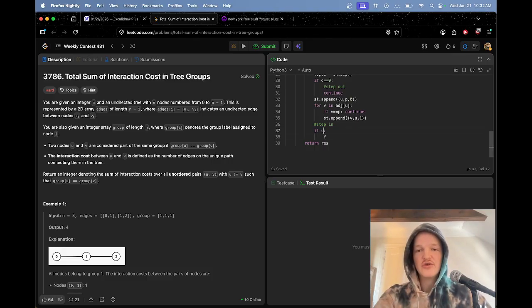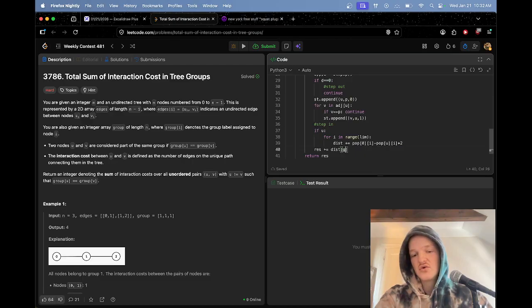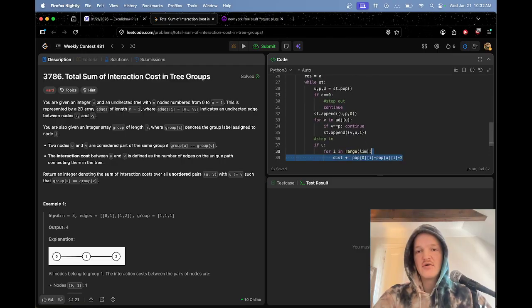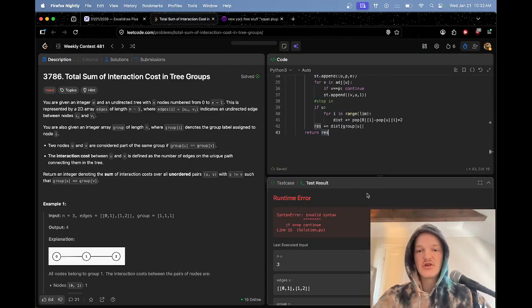So, oops, I want if u here. For I in range lim, dist plus equals population at 0 minus population at u at I, forgot about that, times 2. Res plus equals, and then we should hopefully just be able to say dist at group at u. And then to step out, it's going to be the exact same thing, but we're taking it back. We're just reversing it. And so I'm going to click run and it's all going to be wrong.